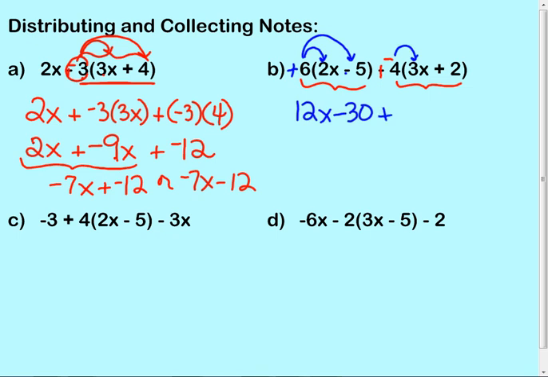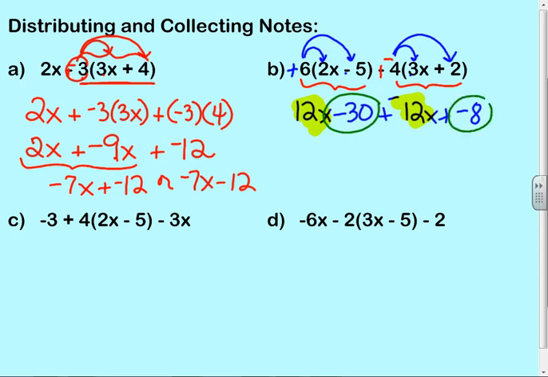Plus, what's a negative 4 times 3? Brian, what's that? Positive or negative? Negative. And a negative 4 times 2 is negative 8. Now, which ones are alike? The minus 12x and the positive 12x. Oh, that's nice. What happens to those? I give you 12x's and I'm taking them away. How much do you have? None. So those are gone. And then these are similar. A minus 30 and a minus 8. Excellent. Negative 38.